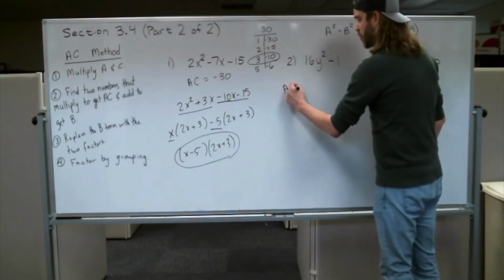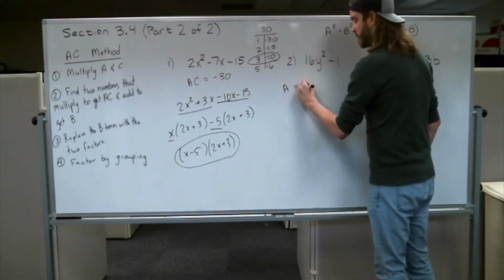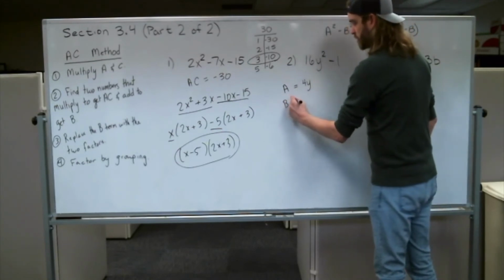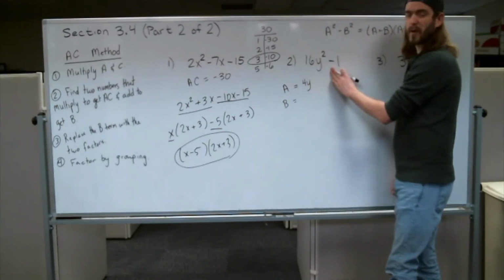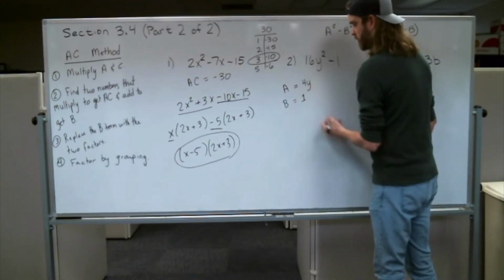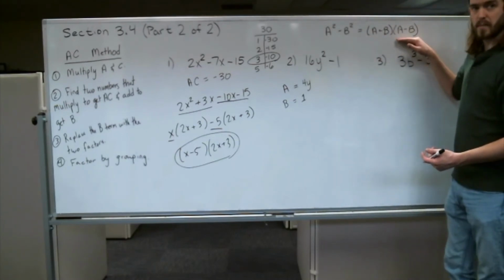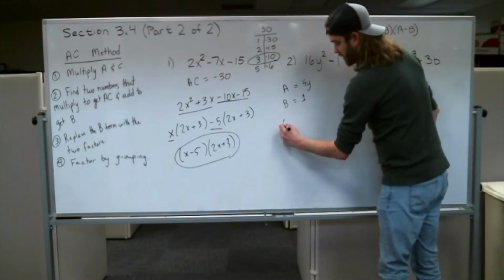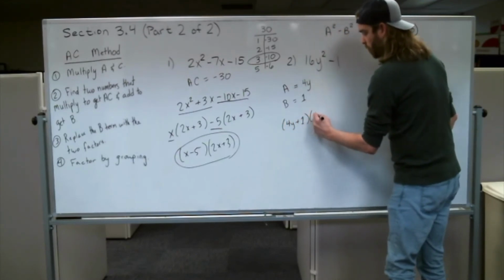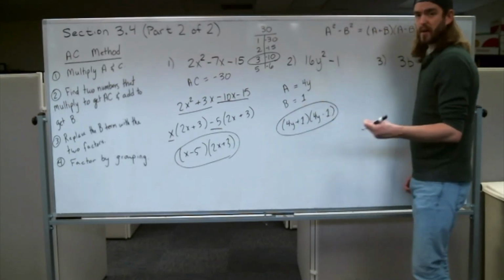So if we take the square root of 16y squared, that's going to be 4y. And that's our a value. If we take the square root of 1, we're not really worried about the negative in this case. We just take the square root of 1, that's going to be 1. And so now we're going to rewrite this as a plus b times a minus b. So that's going to give us 4y plus 1 and 4y minus 1. And that's our final answer.